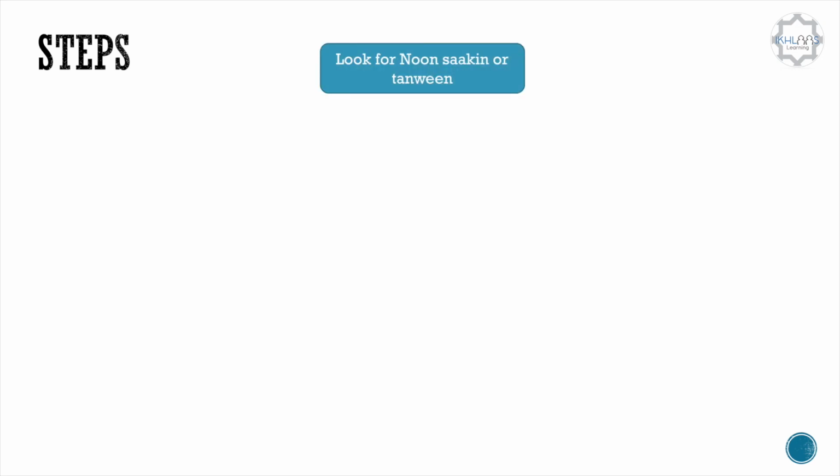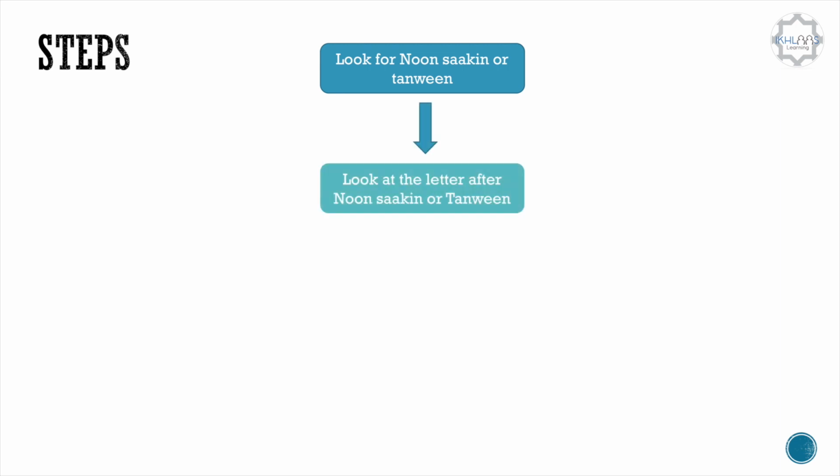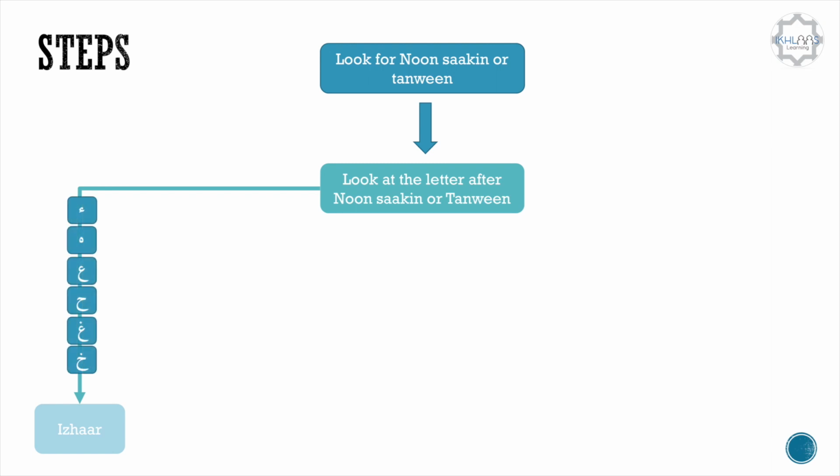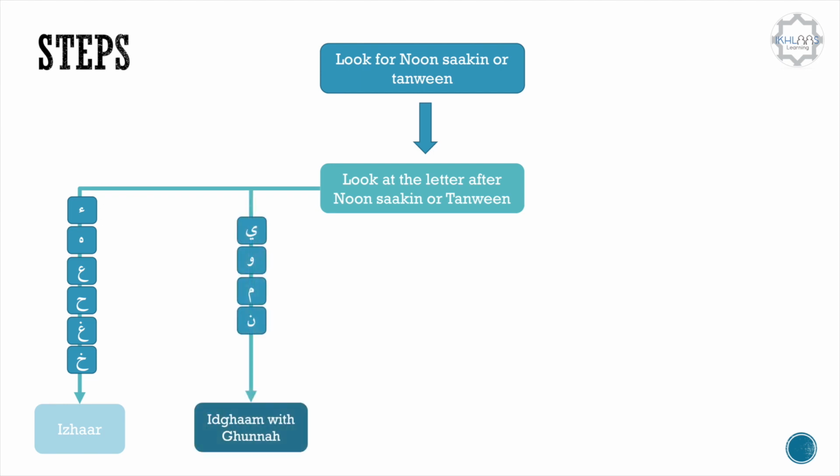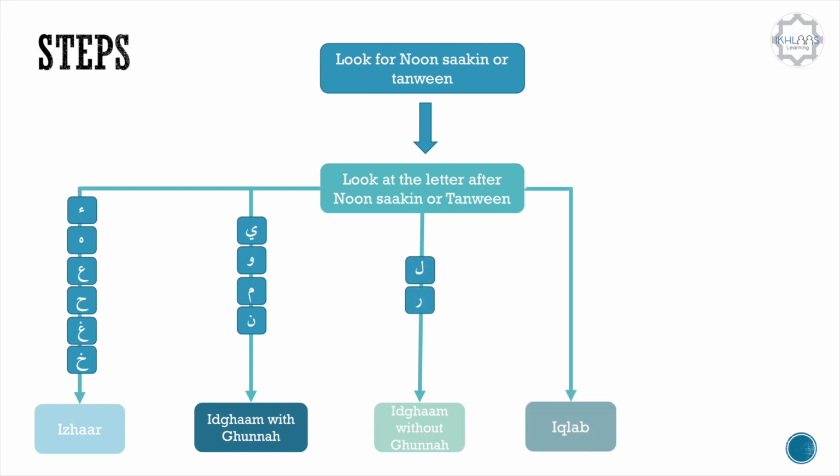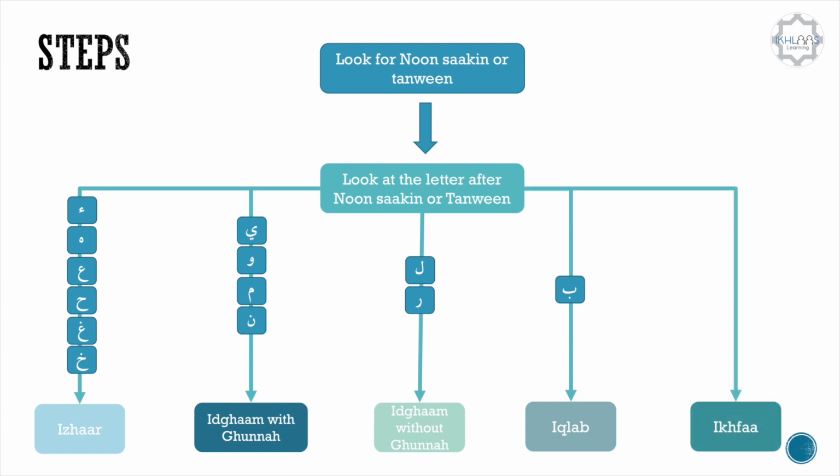The first step is to look for Noon Saakin or Tanween. And the second step is to look up the letter after the Noon Saakin or Tanween. For the rule of Idhar, it should have the letters Hamza Ha, Ain Ha, Ghain Kha. For the rule of Idgham with Gunna, it should have the letters Ya, Waw, Meem, Noon. For the rule of Idgham without Gunna, it should have the two letters Lam or Ra. For the rule of Iqlab, it should have the letter Ba. And for the rule of Ikfa, it will have the rest of the letters.